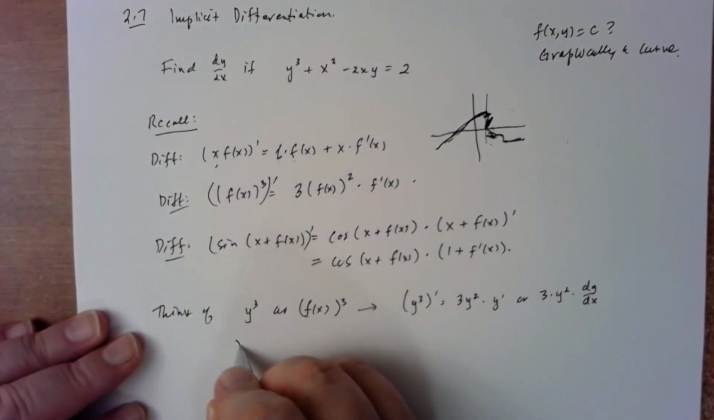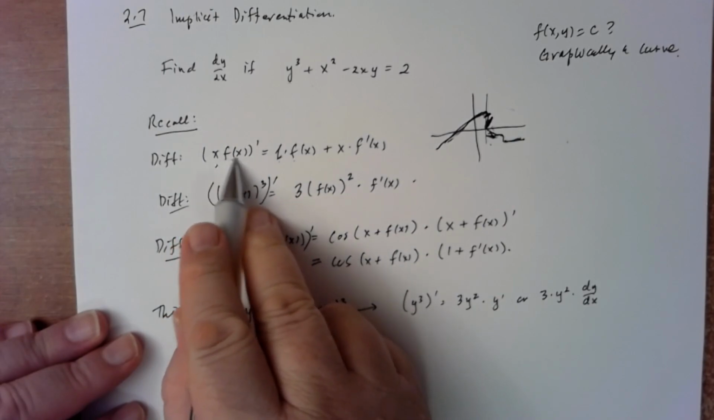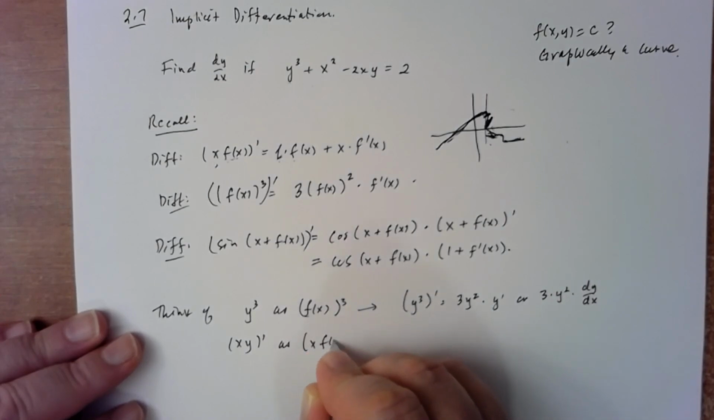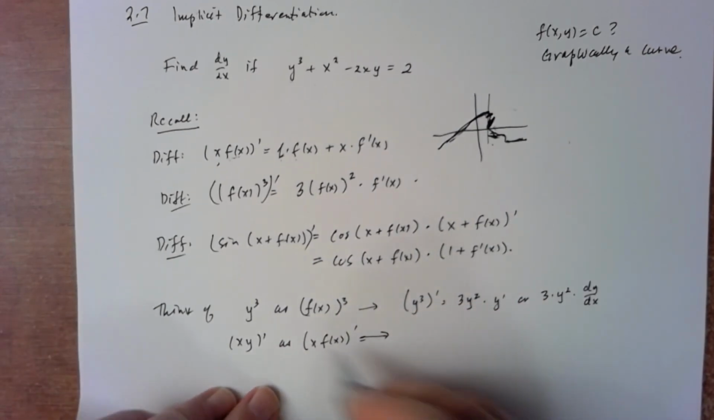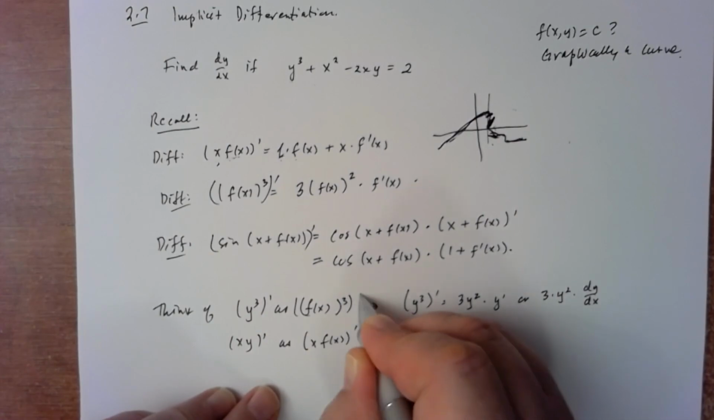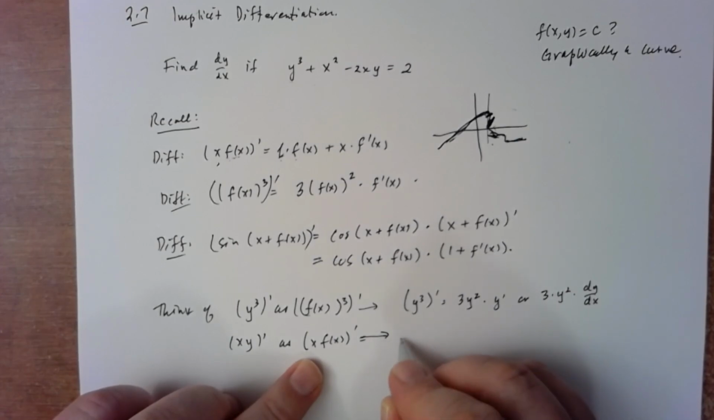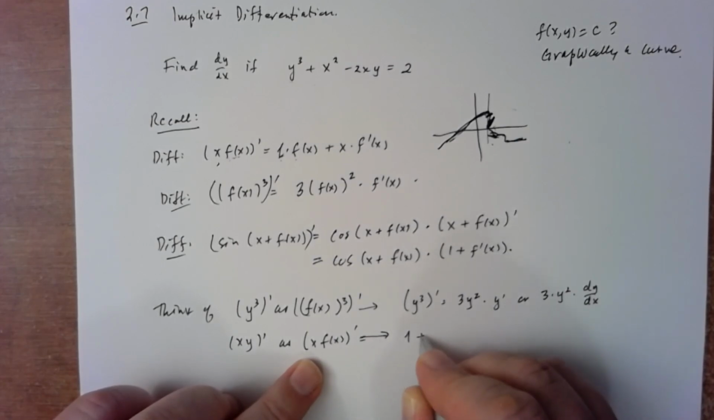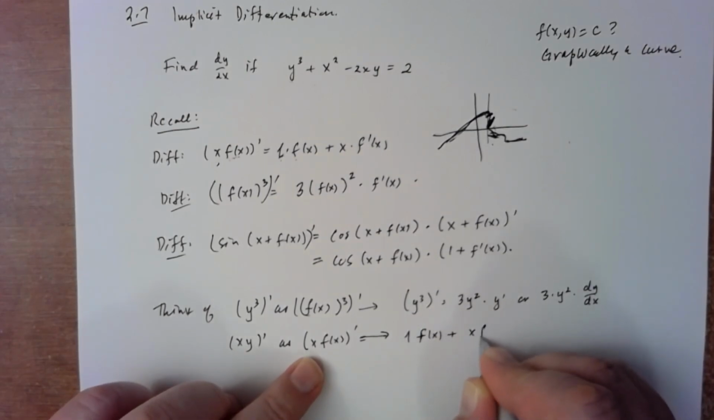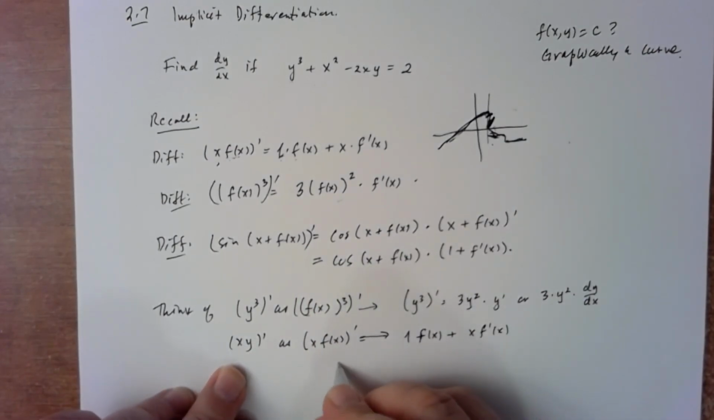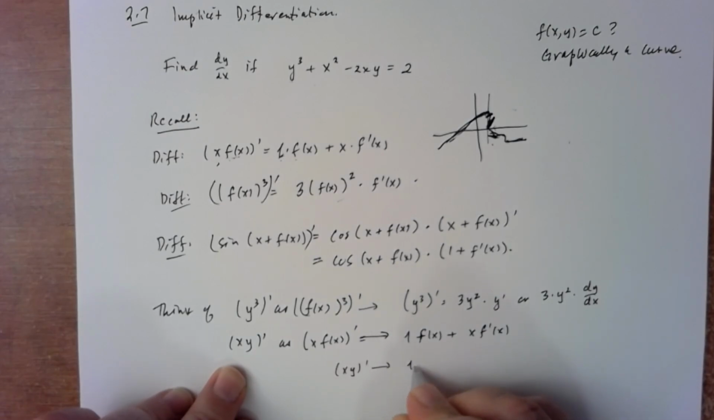So how about xy? That would be what we would do for this top one here. We would think of that as x times f of x. When we differentiate, the derivative would need the product rule: 1 times f of x plus x times f prime of x. Good, just like we did up here. But if I'm doing it as x times y, that would be 1 times y plus x times y prime.